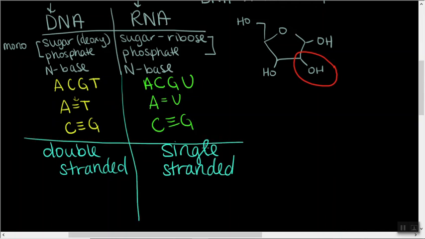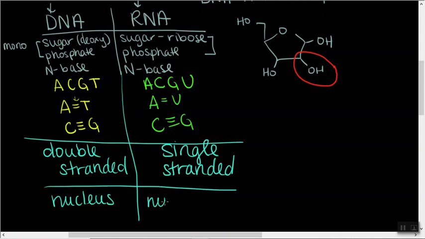Let's briefly talk about where they're found in the cell, because that's going to be important for microbiology. DNA in eukaryotic cells is found in the nucleus. We're just going to focus on eukaryotes because you are a eukaryote, so you're important. Let's talk about you. So DNA is found in the nucleus. RNA is found in the nucleus temporarily. That's where it's made, and then also found in the cytoplasm.